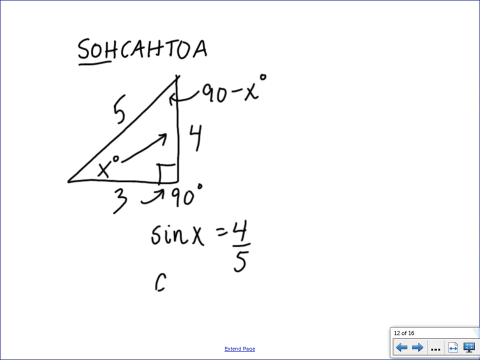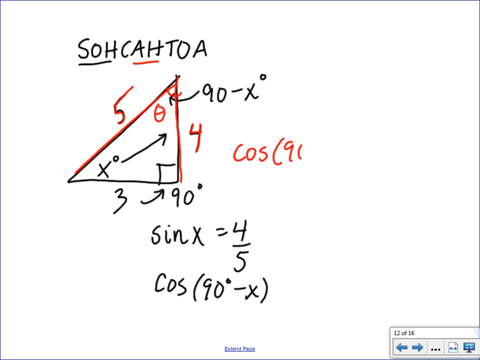Okay, and then let's just take note of what we're being asked. We're being asked for cosine of 90 degrees minus x. So we're being asked for cosine of this angle here. So cosine of this angle here is going to be adjacent over hypotenuse. So adjacent to this angle is 4. The hypotenuse stays the same, 5. So cosine of 90 degrees minus x is 4/5.